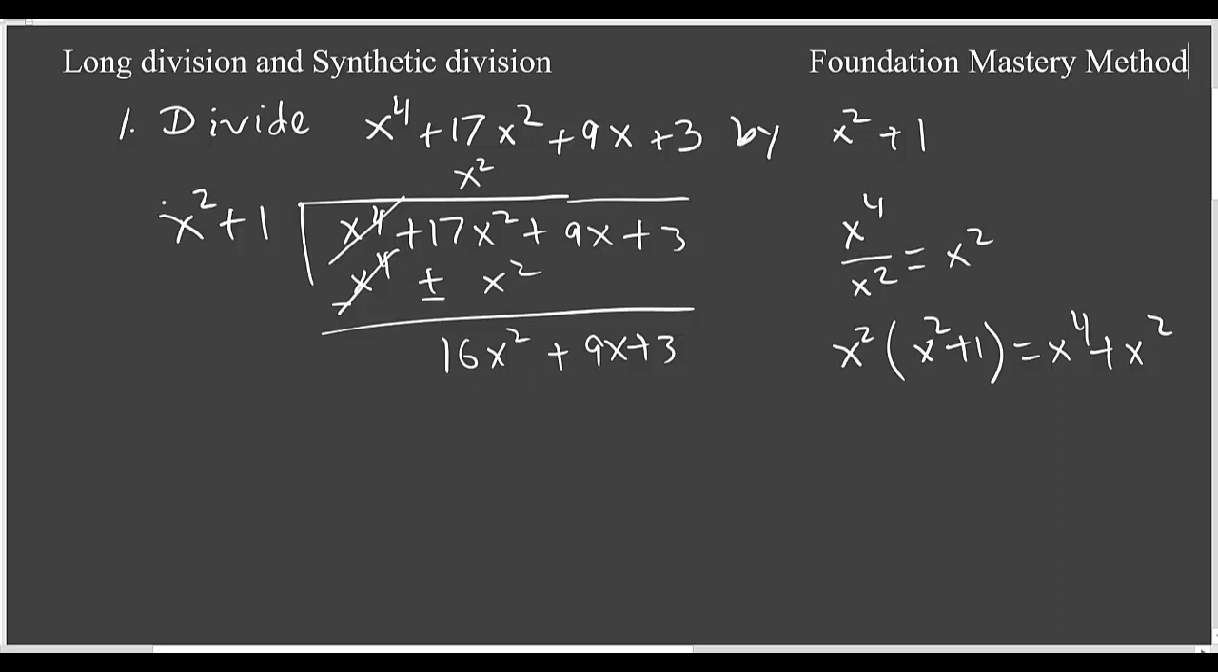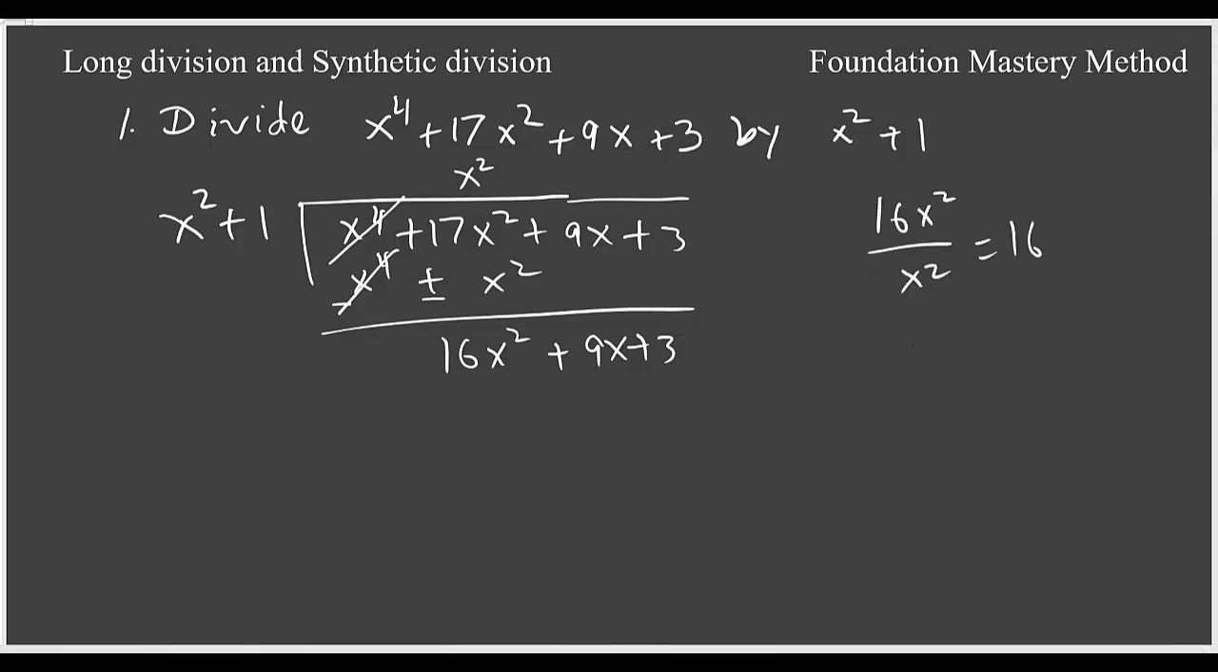Next, you see that this is the first term and this is the first term. So in the next step, you are dividing 16x squared by x squared. So you get 16. Now this 16 you distribute in the divisor. That will give you 16x squared plus 16. Put it back here.